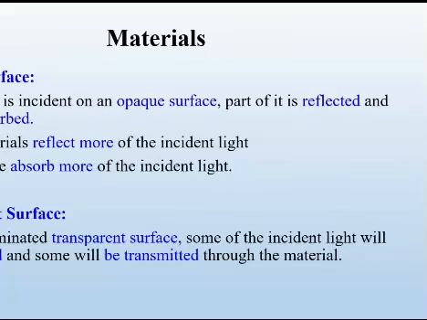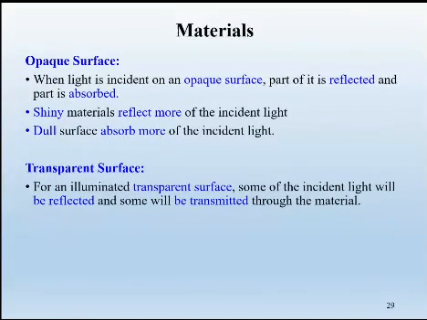Shiny materials reflect more of the incident light. If it is a shiny material, it reflects more light, while dull surfaces absorb more light and reflect very little light. Transparent surfaces, for example a bulb. For an illuminated transparent surface, some of the incident light will be reflected and some will be transmitted through the material.